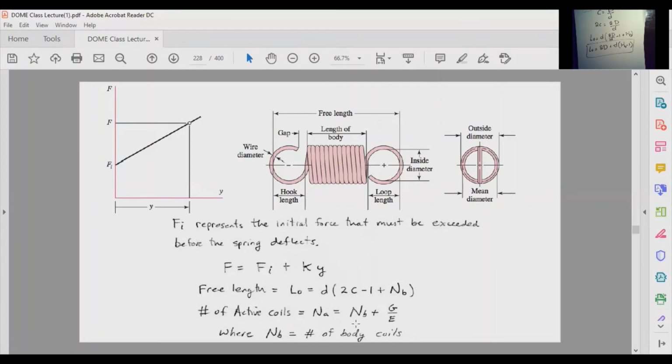So the number of active coils in the case of an extension spring is going to be NA equal to the number of body coils plus G over E. The reason why we have this G over E on this end is because we are essentially treating these hooks as body coils. So G over E will take into account the deflection that would occur as a result of this force being applied on that spring.